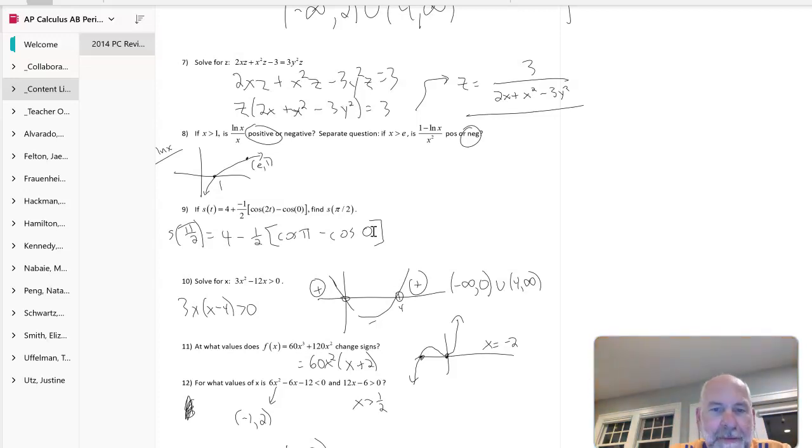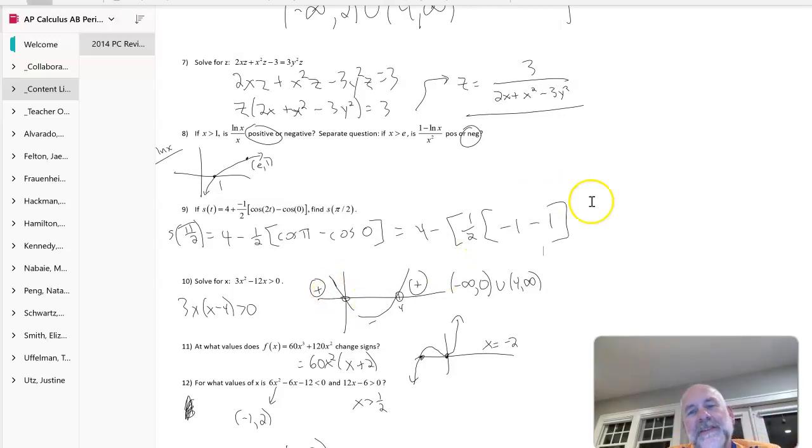So anyway, cosine pi is -1, so this is 4 minus 1/2 times -1 minus 1, so that's -2, that's -1, minus plus. So I think that's 5. Doing it fast, running out of time.